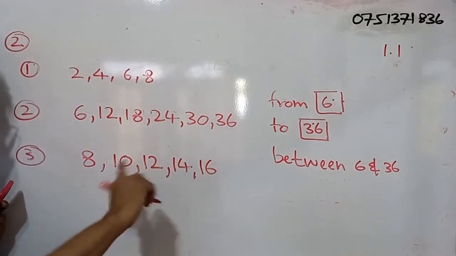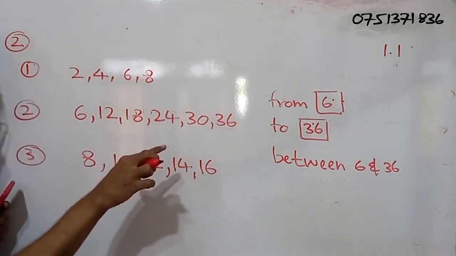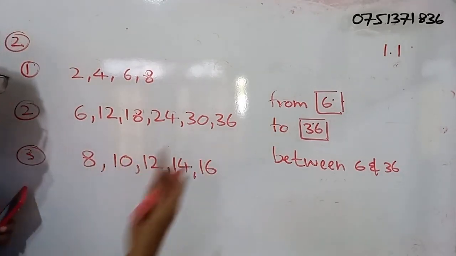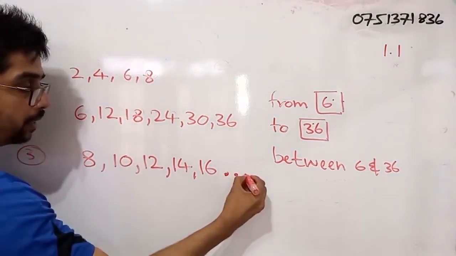Why? We haven't been given a limitation. It should be greater than 7, but the limit of the other end has not been given. So what is this? This is an infinite number pattern.